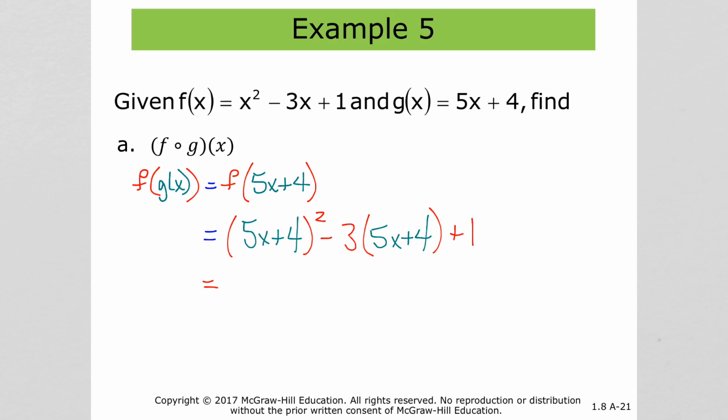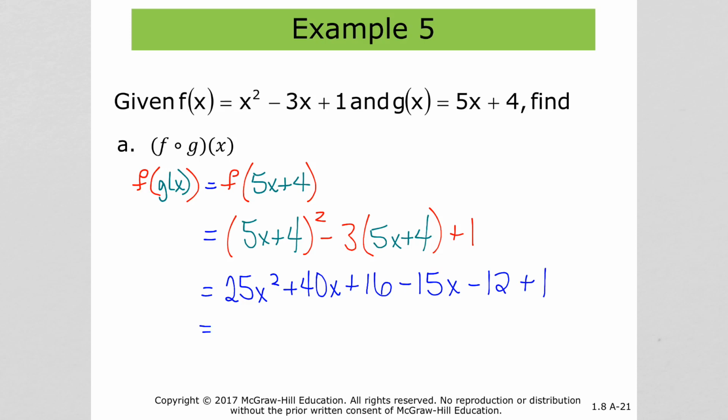So 5x plus 4 squared, that's 5x plus 4 times 5x plus 4. And that gives us 25x squared plus 40x plus 16. Then distribute the negative 3, so that's minus 15x minus 12, and then plus 1. And then we're going to combine like terms, and that's it.